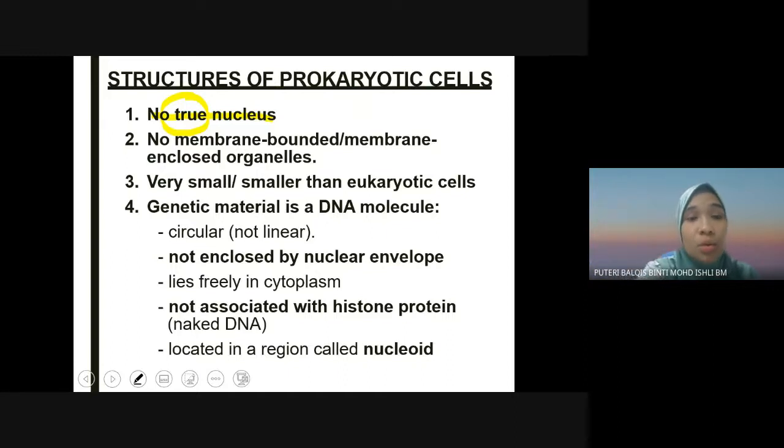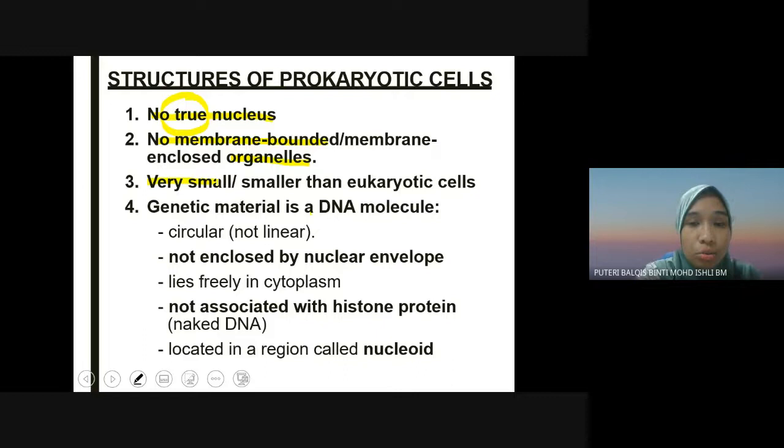Okay, no membrane bounded organelle. There is no organelles that have membrane. For example, it does not have mitochondria, lysosome, or chloroplast. Semua tak ada. Organelle yang ada membrane ni tak ada. And of course, it's very small.